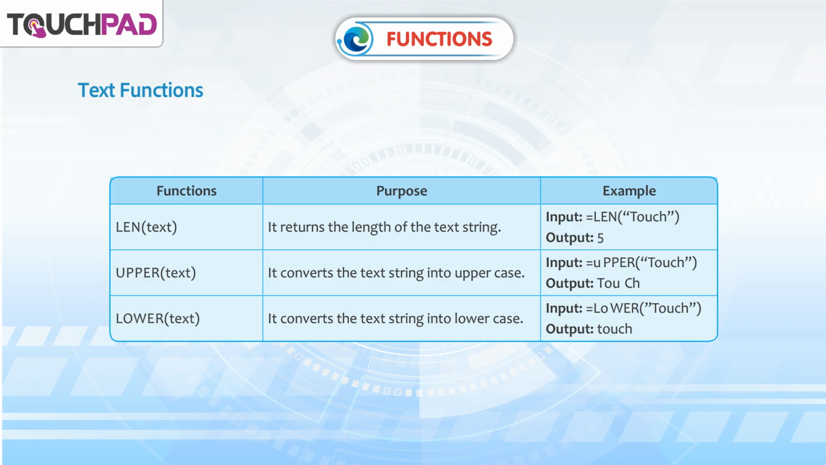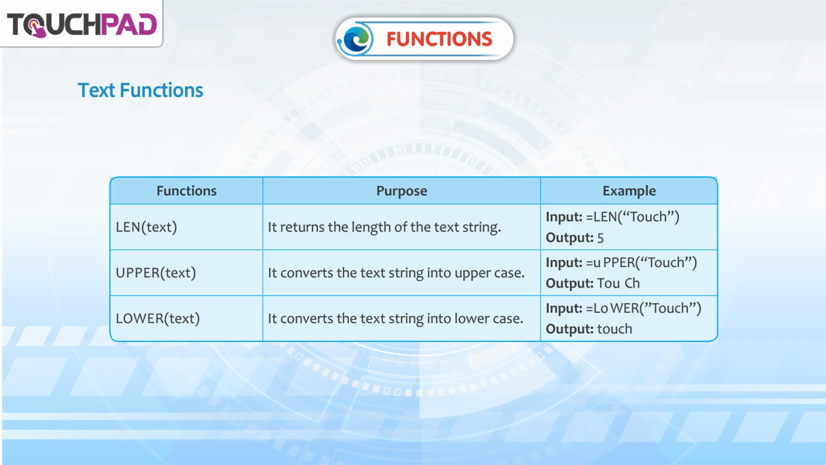Input: =UPPER("touch"). Output: TOUCH in uppercase. LOWER(text). It converts the text string into lowercase. Input: =LOWER("touch").